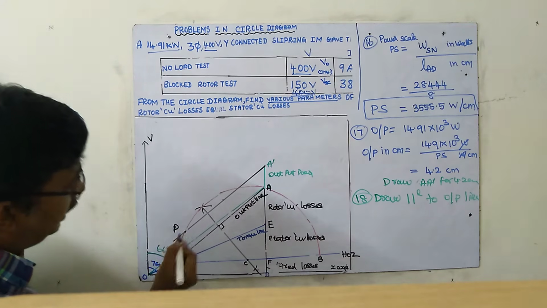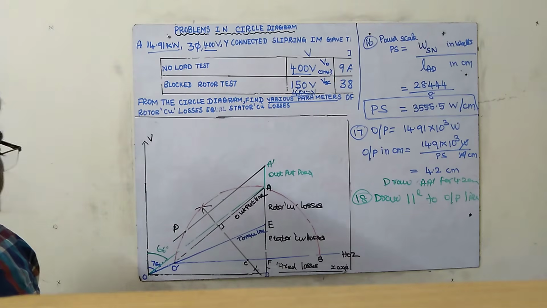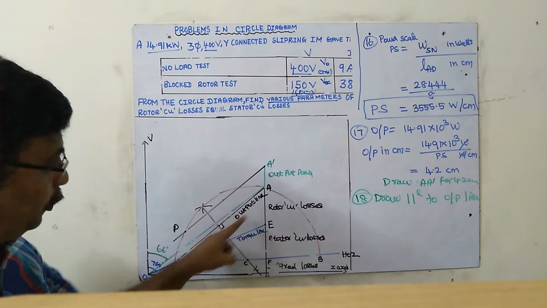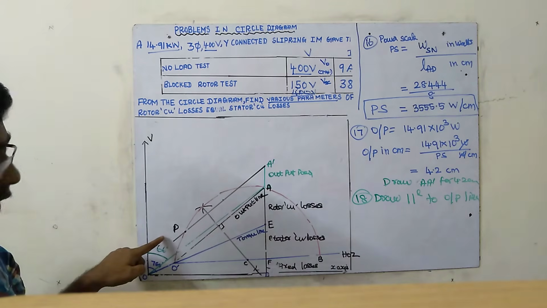What is this point P? P represents the full load current point. So okay, next we go for the 19th step. This is the output line. From the output line you are drawing a parallel line, and this point is P.